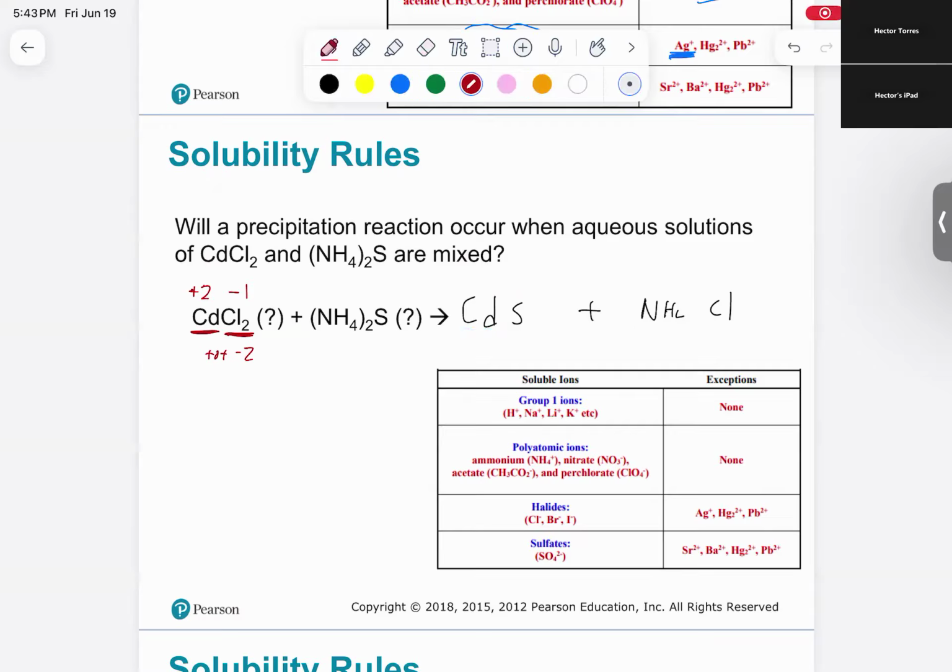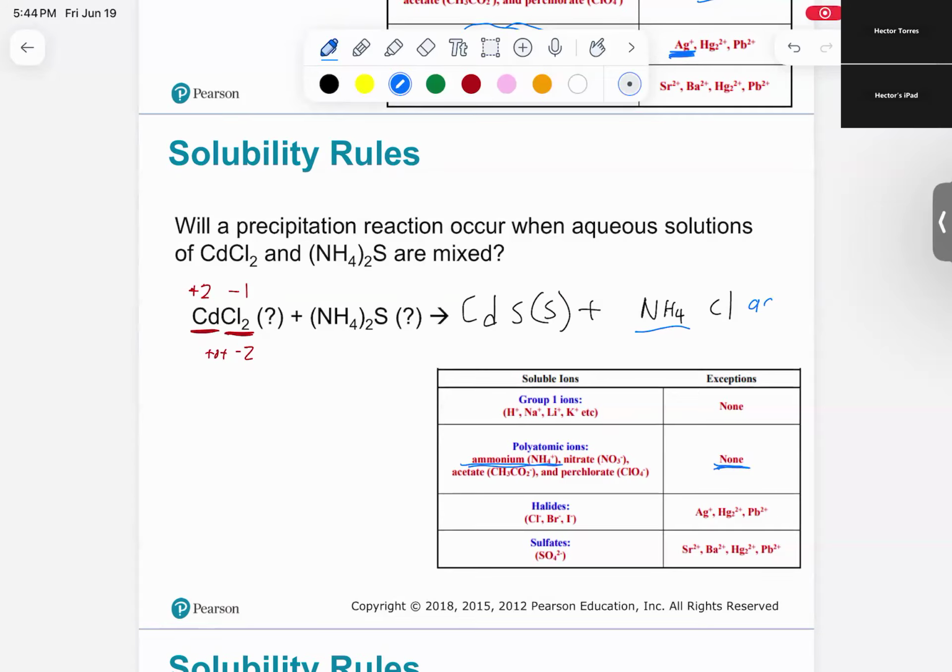Okay. But now next thing we need to do is we need to see if they're soluble or not. So CdS, let's see, neither of those are on our solubility table. So what we're going to do is we're going to put it as a solid. It's not on the table, it's a solid. Okay. Now on this one, I have NH4. And so NH4 is on the table right here. So we can see that there are no exceptions, so it's always aqueous. So aqueous. And now we have our predicted products.